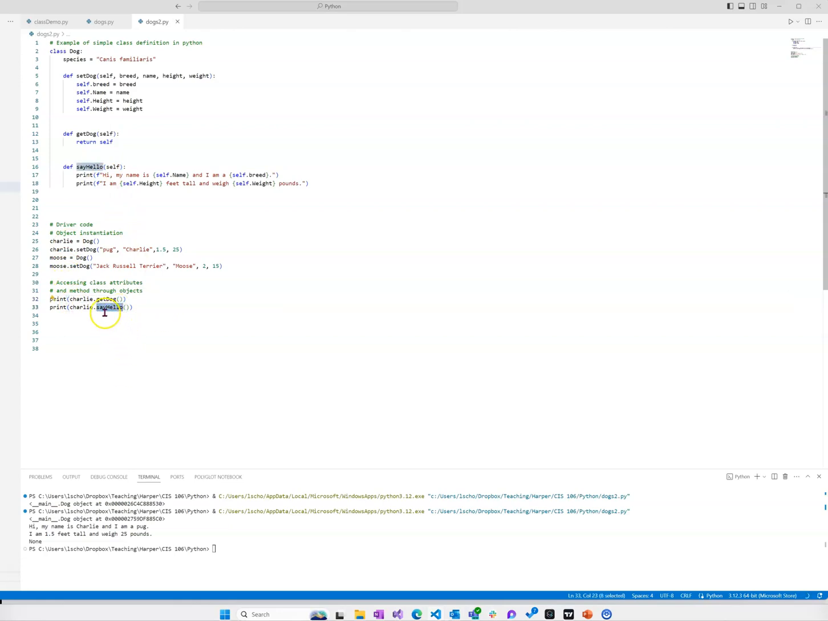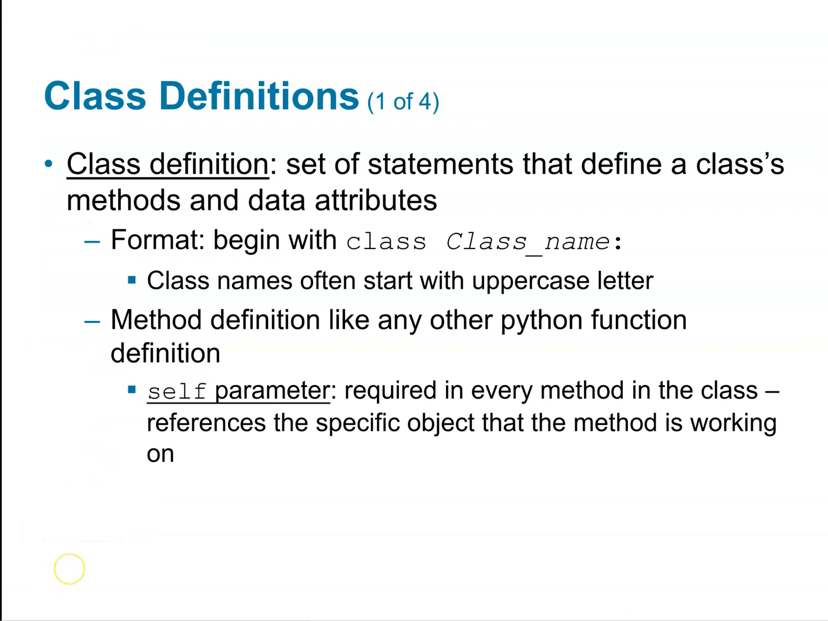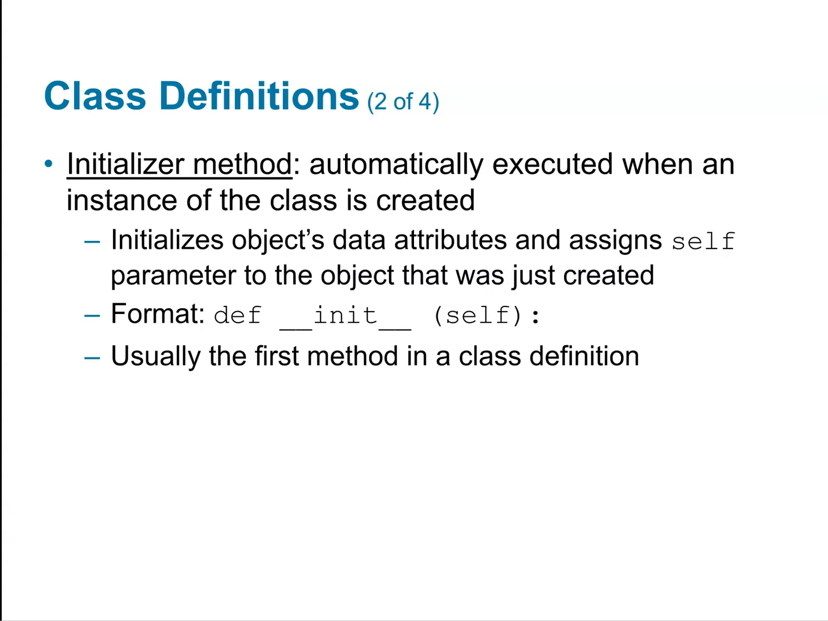But notice, when we call, we don't pass in this. The reason we don't pass it in is Charlie. And so when it comes into here, Charlie itself is referred to as self. That's a little different than many object-oriented languages. So that's a first step in creating a class. The second step would be to create an initializer method.